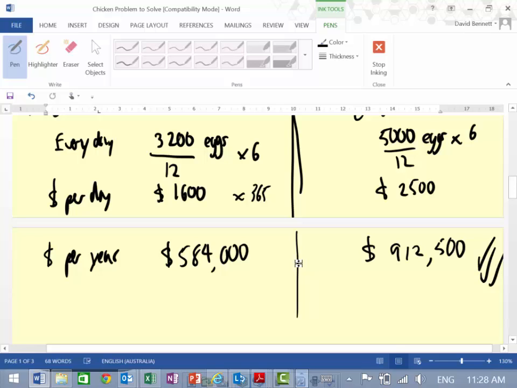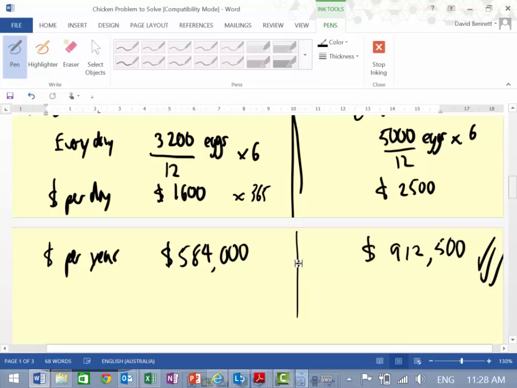There are some costs associated with that. But, you know, even if they made 50% of that, they're making a pretty handy profit just for looking after some birds and picking up some eggs. Alright? So, you get the idea that maximising the area is a really important thing to do.